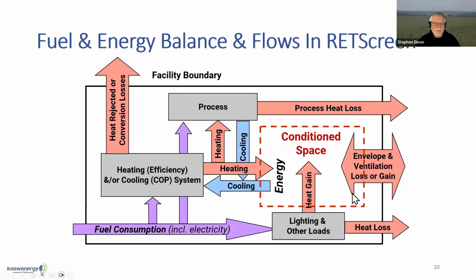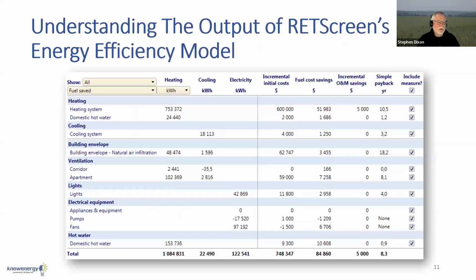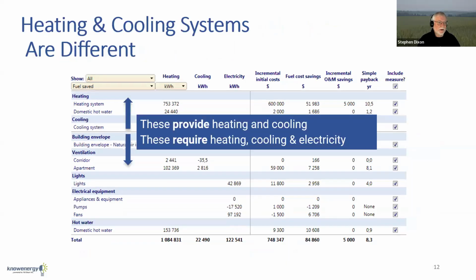So it's this conditioned space boundary that allows RETScreen to deal with the interactions between internal heat gains in the space and the actual heating and cooling of that space and eventually the fuel required for that. So within the include screen, which is typically the screen you'll see when we do an energy model in RETScreen, there are a number of different regions.